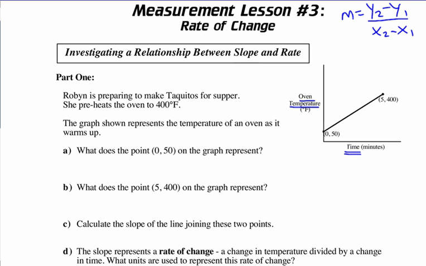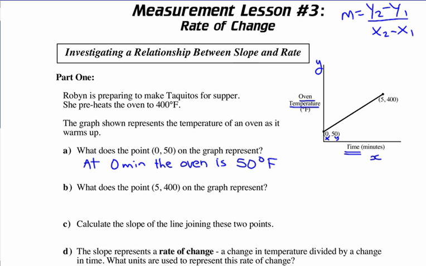So 0, 50. Remember, x is the horizontal axis and y is the vertical axis. And so on our point x and y, we know that x has to do with time. So we have 0 minutes, and y is our temperature in Fahrenheit, so 50 degrees Fahrenheit. So at 0 minutes, the oven is 50 degrees Fahrenheit, so basically room temperature. So there's the first point.